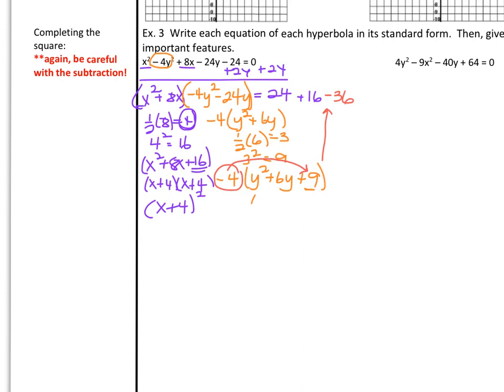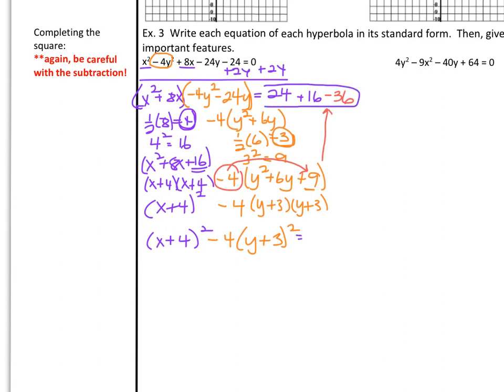We're going to factor our polynomial. What are the two numbers that multiply to get positive 9 and add to get positive 6? Again, it's always up here. That'll be y plus 3 and y plus 3. With that negative 4 out in front, this gives us x plus 4 squared minus 4 times y plus 3 squared. So this is starting to look more like the conic section form we need for hyperbolas. On the right, if we combine positive 24 plus 16 minus 36, we get 4.